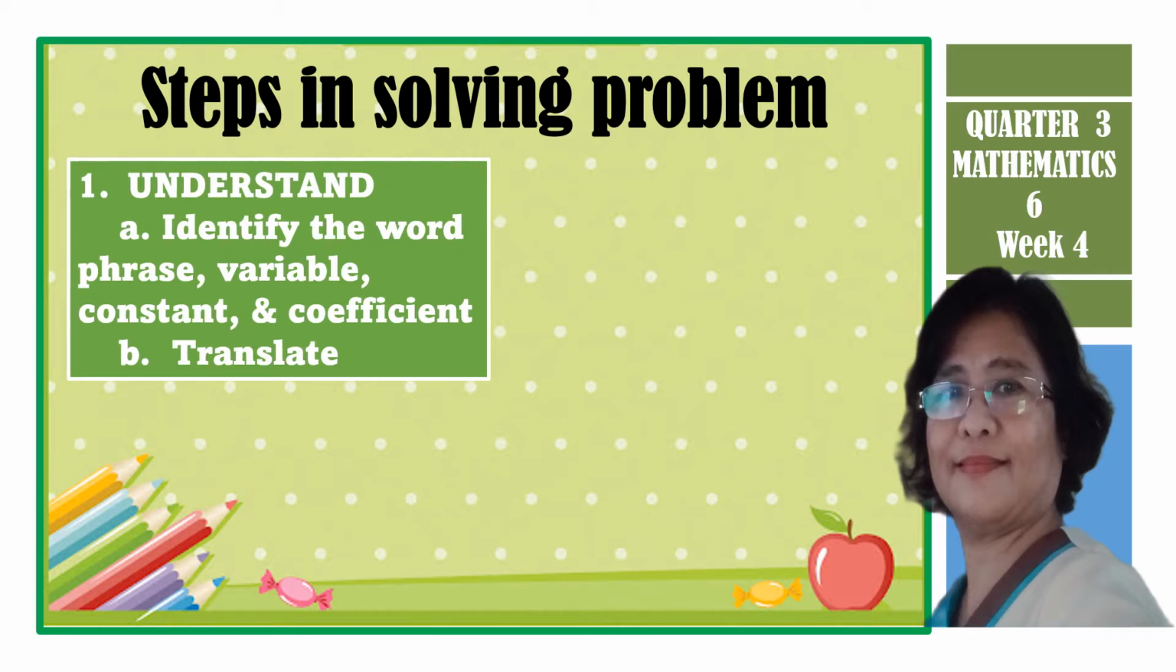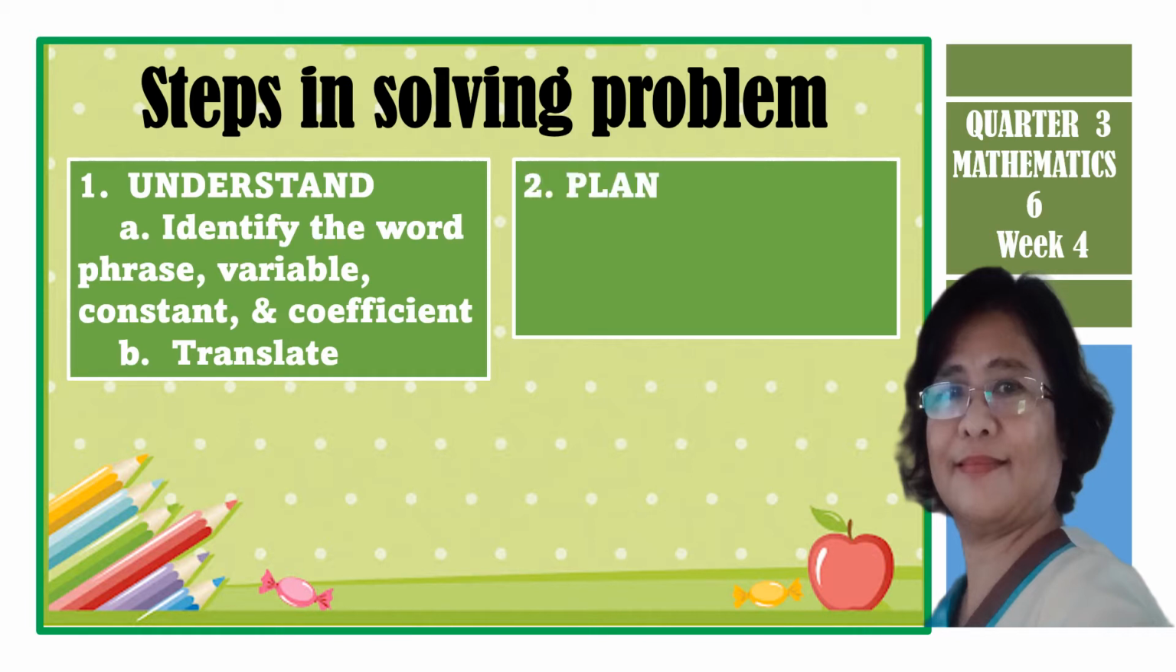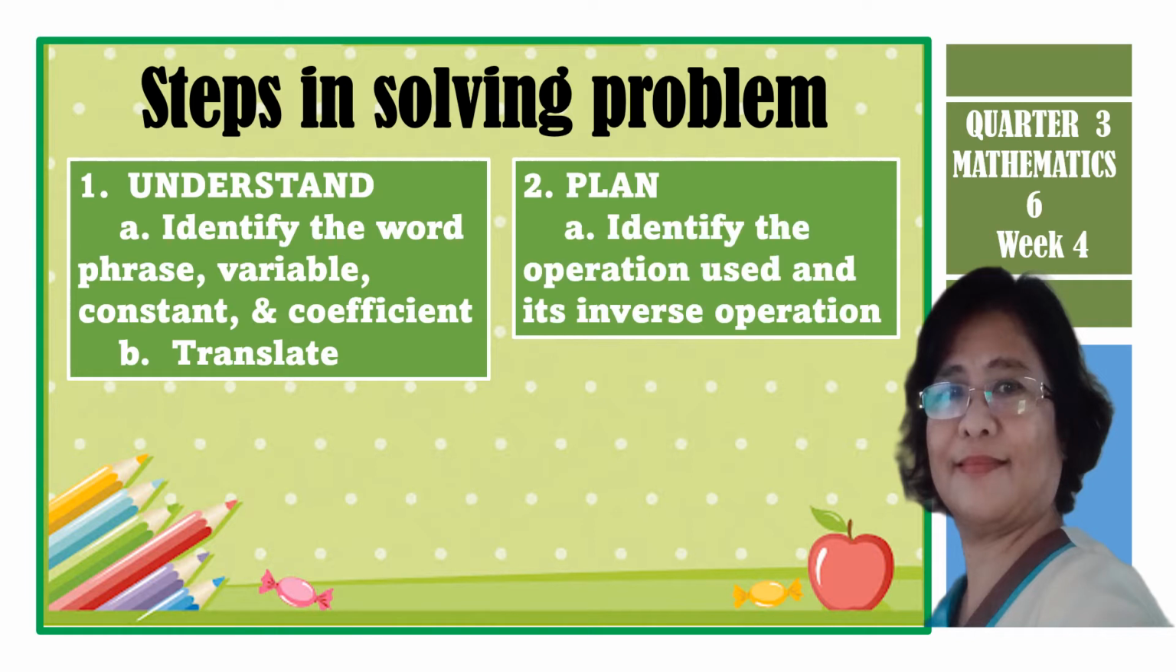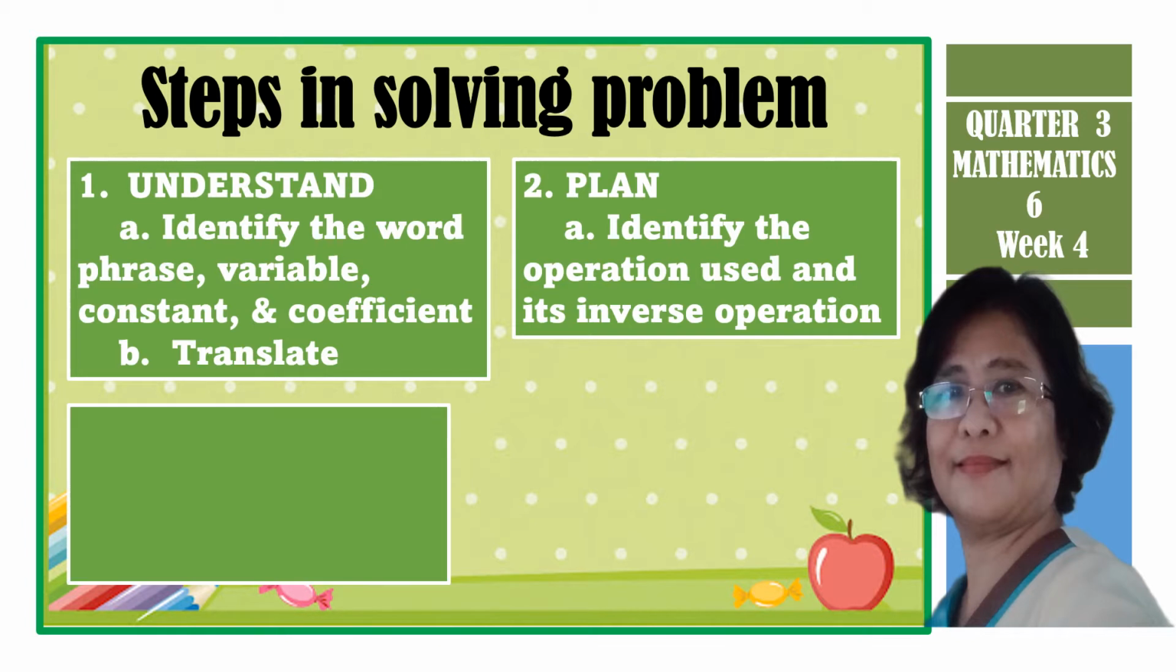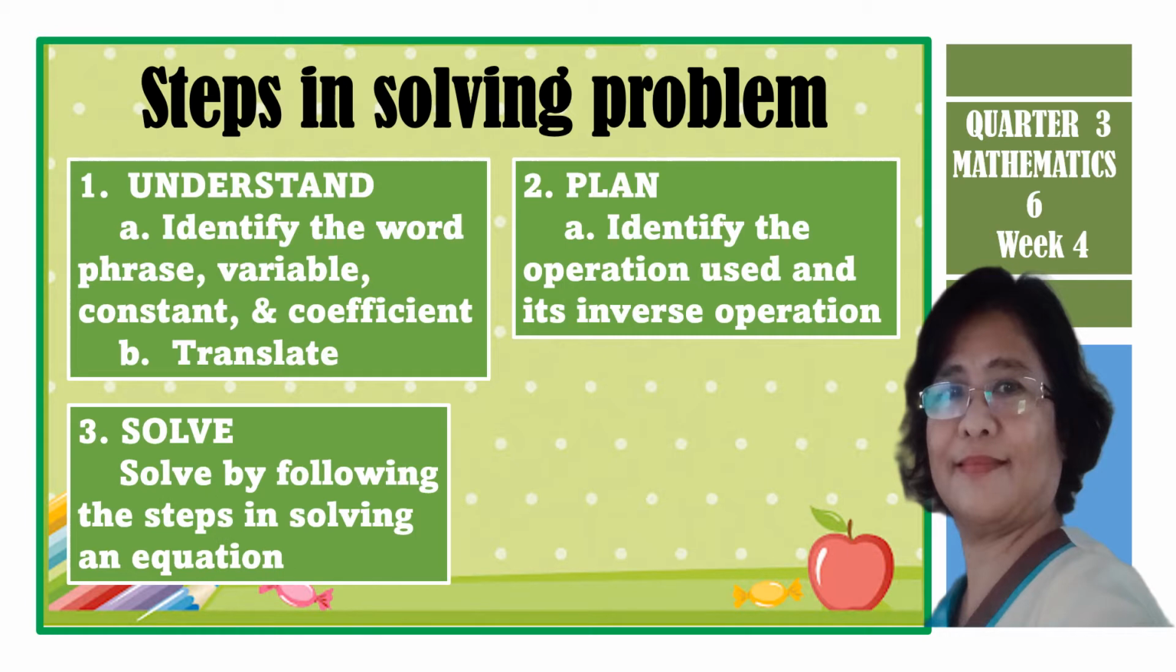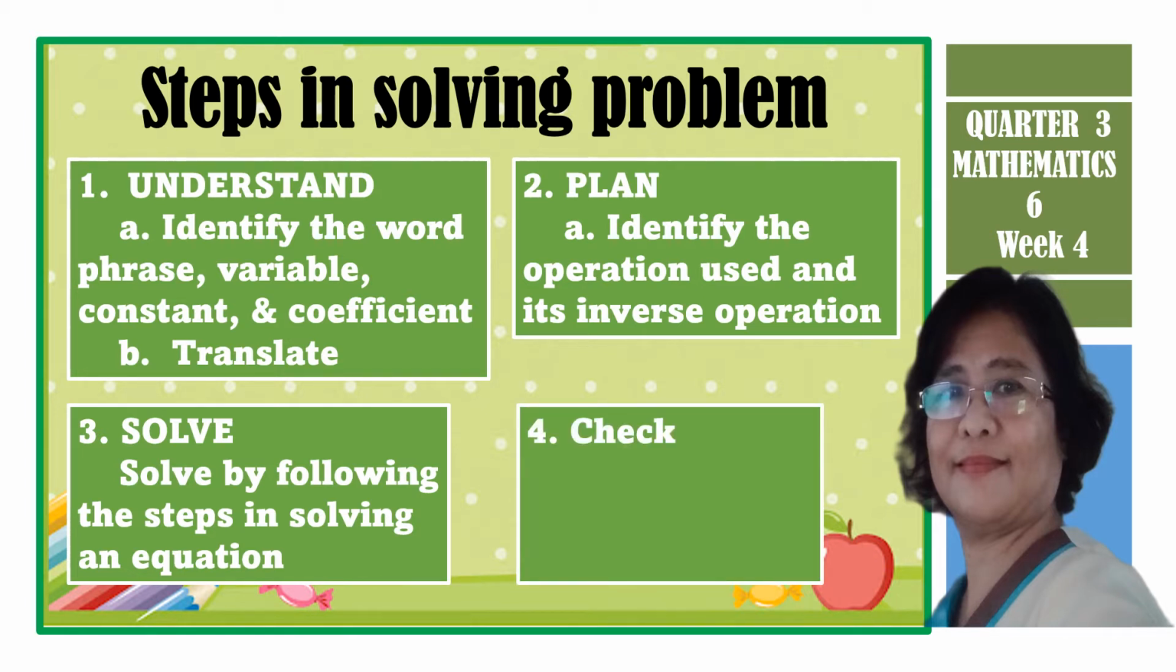Number 2 step is to plan what to do. How do you plan? Identify the operation used and its inverse operation. And then the number 3 step is to solve. How do you solve? Solve the translated numerical equation following the steps in solving the equation. And then the last step is to check if your answer is correct. Make sure both sides are equal to make sure your answer is correct.